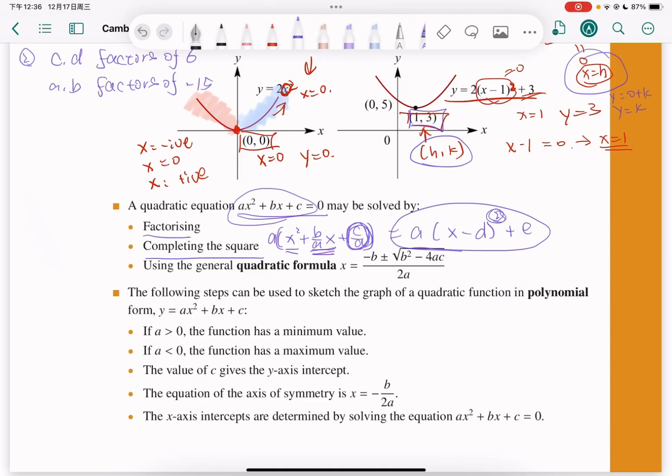Let's give an example. For example, x squared plus 2x plus 3 is equal to 0. We want to complete the square. We take the a out, which is 1. It doesn't matter. We want something to make the first two terms into x plus 1 squared, which needs 1. Then it's left with 2. So then it becomes x plus 1 squared plus 2 is equal to 0.